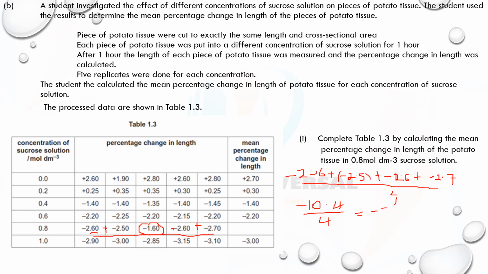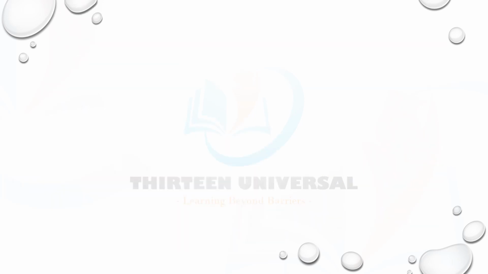That's the mean, minus 2.6. Let me remove this and put the normal point. Yeah, minus 2.6, that is it. So if you look at the mark scheme, minus 2.6, and almost all results are removed. All right, one mark, just one mark.